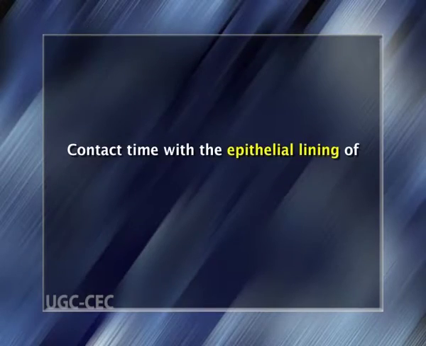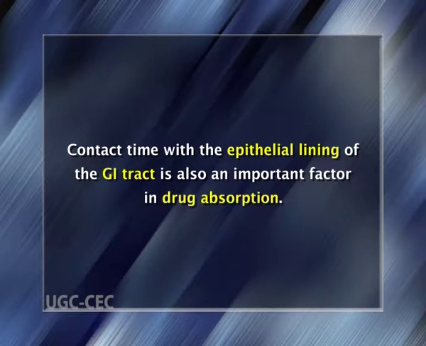Most absorption after oral administration occurs in the small intestine because of its large surface area and therefore greater blood flow. Significant impairment of absorption can result when sections of the small intestine are removed for medical reasons. Contact time with the epithelial lining of the GI tract is also an important factor in drug absorption.